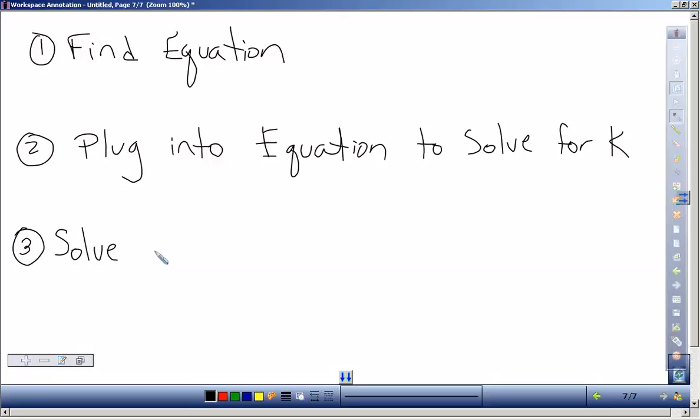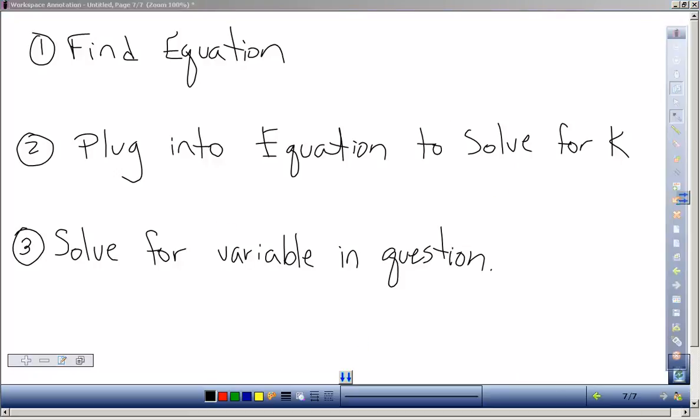And then your third step is always going to be to solve for whatever it is that they're asking you to solve for, because usually they're going to say, find y when x is equal to this, or find z if x and y are equal to this. So solve for the variable in question. You can't do that until you know what k is, though. So again, you're going to have to be given some situation where you know all of the variables so you can plug in and solve for k.